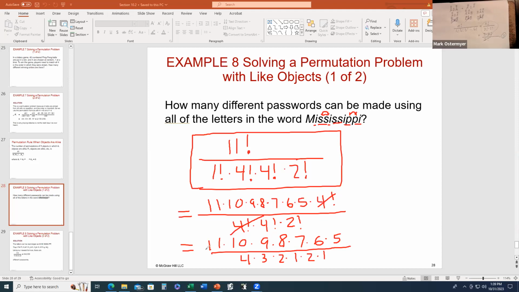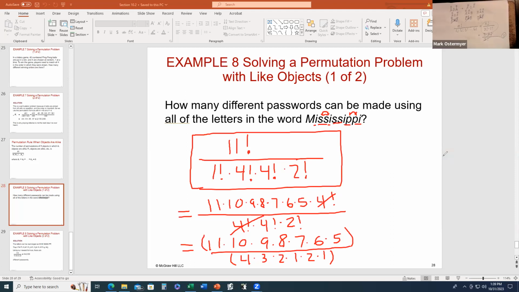Ladies and gentlemen, you have to get on your calculator and dial this up now. Make sure you enclose your numerator inside parentheses and your denominator. Go ahead and dial it up and make sure that you can compute the number of unique different passwords that can be formed from the word Mississippi. That's going to give you your answer when you bring this up on your calculator.